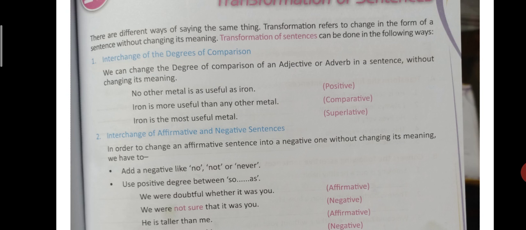We were doubtful whether it was you. It is an affirmative. Now here in the next sentence, we were not sure that it was you. Here not sure is used. Okay, negative words. In the next one, he is taller than me. This is affirmative. In the second sentence, I am not so tall as him. See, it is written use positive degree between so and as. So here the positive degree which is used between so and as is tall.